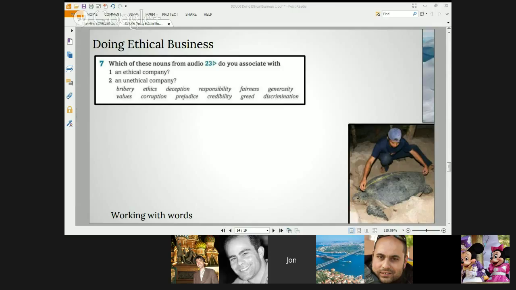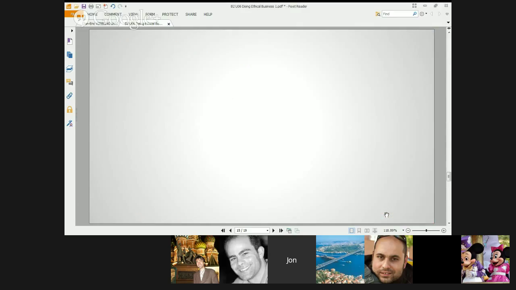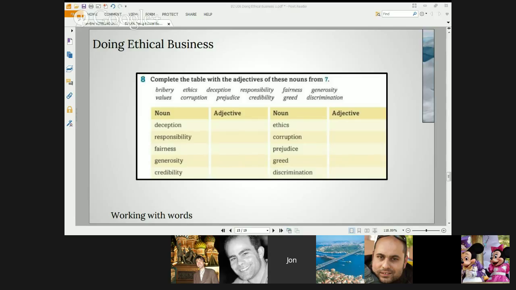Corruption. Unethical. Of course. Prejudiced. Unethical. Credibility. Ethical. Both. Both, but more unethical. Because if we're talking about credibility, that means we're questioning whether or not we believe a company. So it's both, like values, but probably more in the context of unethical behavior. Okay? Greed and discrimination, obviously. Unethical, obviously.